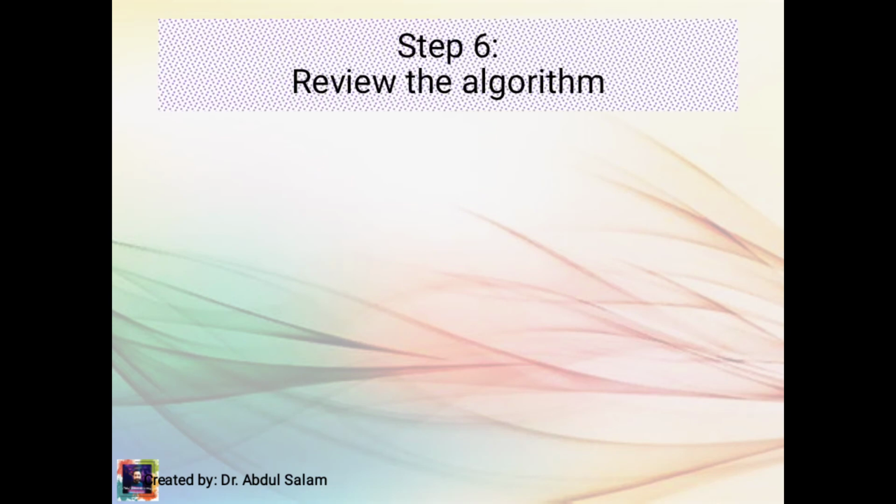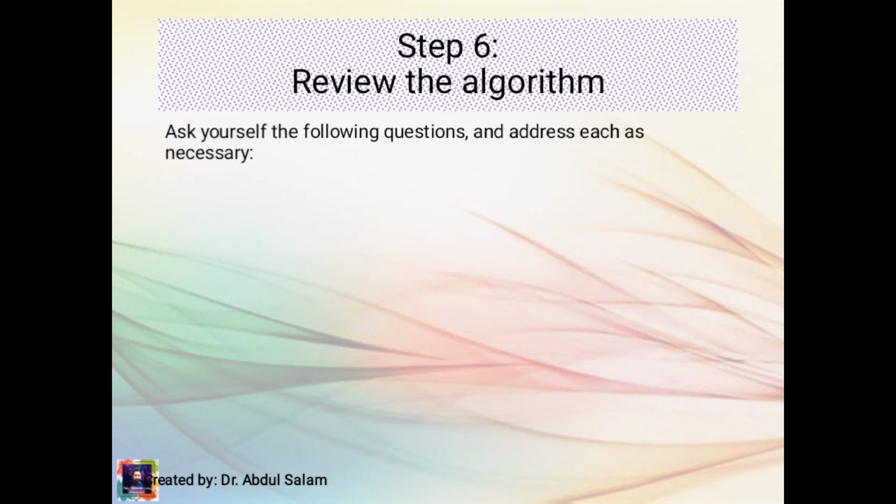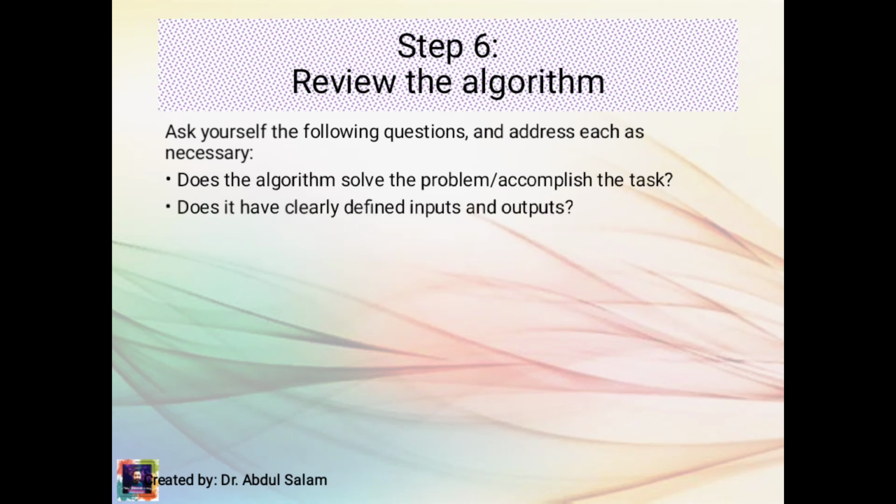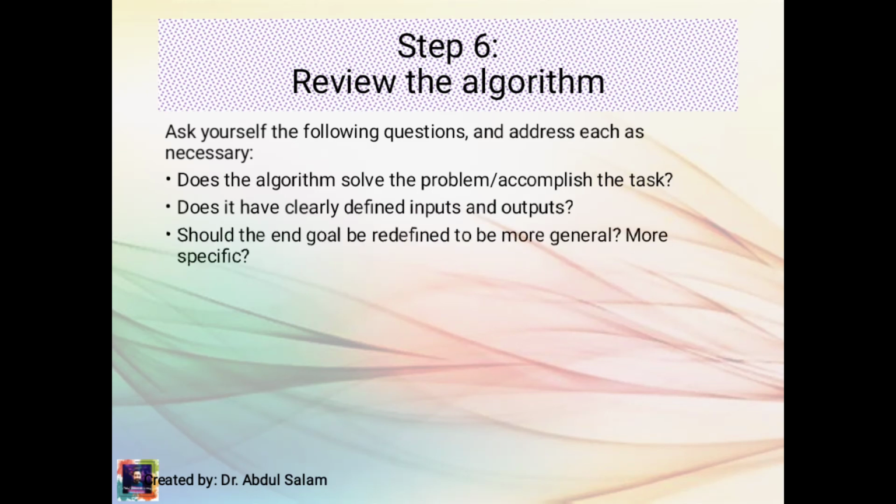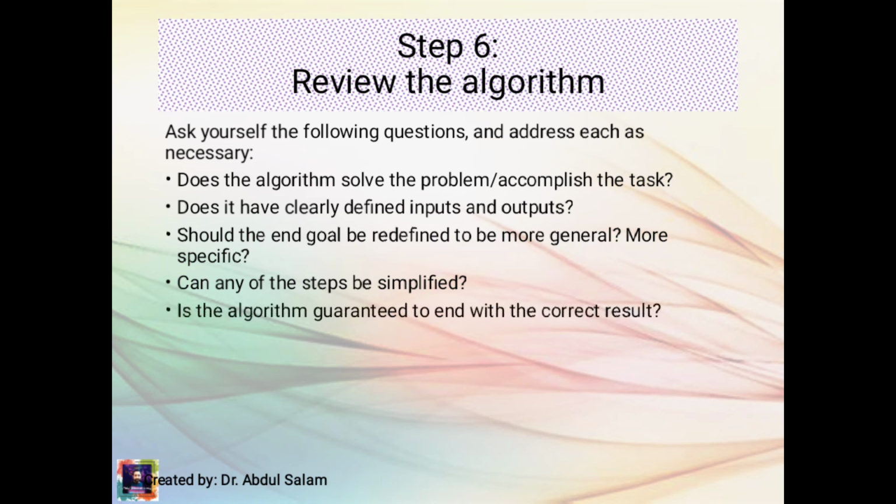Step 6, review the algorithm. Ask yourself the following questions and address each as necessary. Does the algorithm solve the problem or accomplish the task? Does it have clearly defined inputs and outputs? Should the end goal be redefined to be more general or more specific? Can any of the steps be simplified? Is the algorithm guaranteed to end with the correct result?